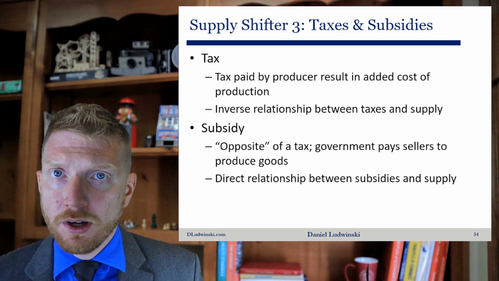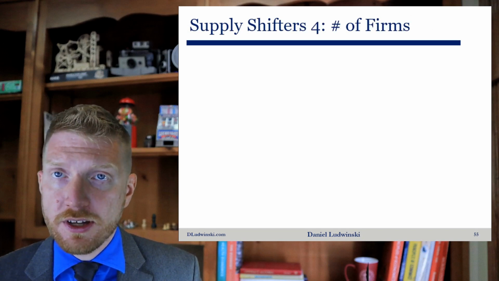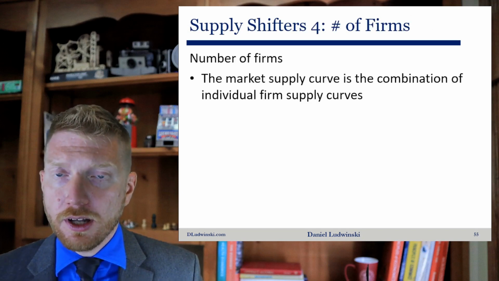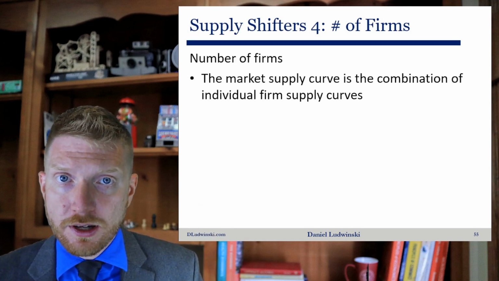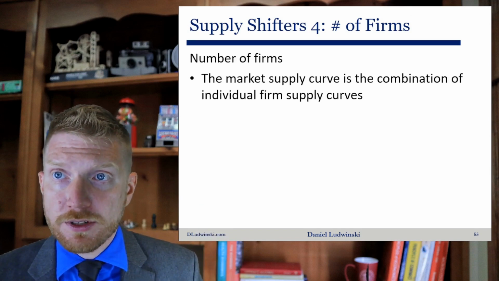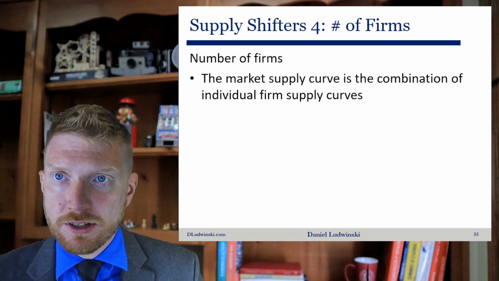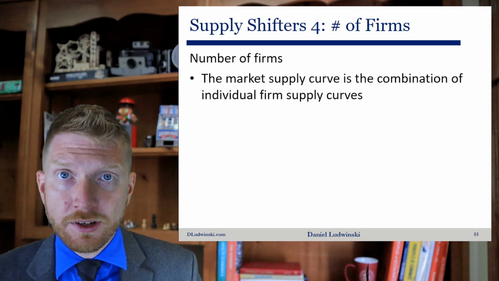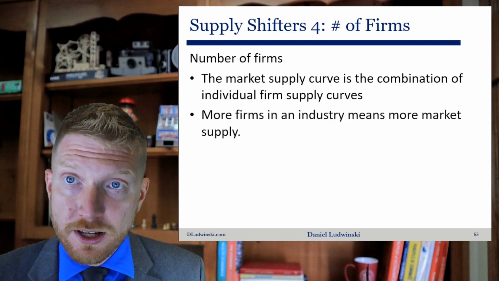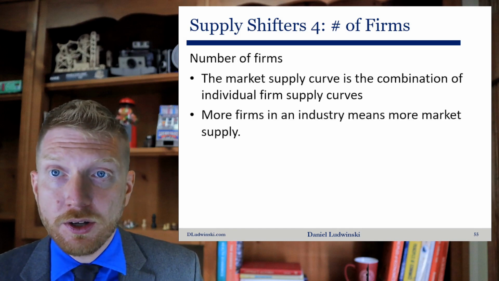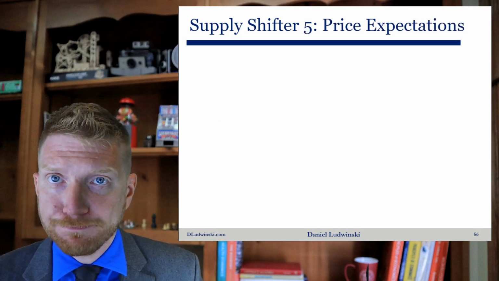home. Our fourth shifter is the number of firms in the market. Just like the number of individuals in the market influences the demand, the number of firms influences supply. The market supply curve, that's the combination of all those individuals. So if we have more firms in an industry, more firms in the market, we'll have more market supply.